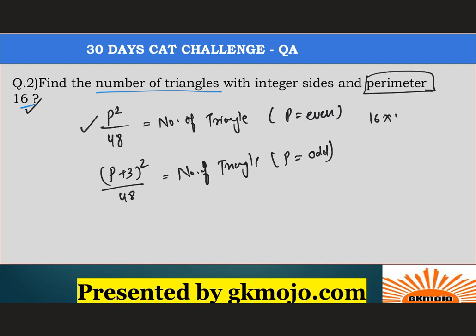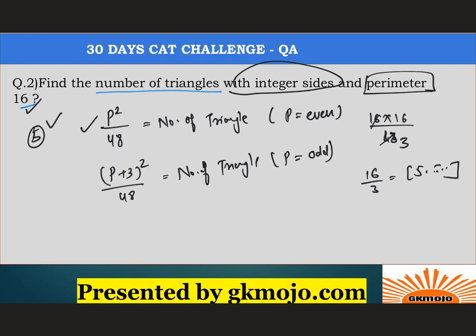So it's 16 into 16 by 48. 16 by 3 is 5 point something. But we need only integer sides. So how many triangles are possible? Only 5 triangles are possible. That is your correct answer.